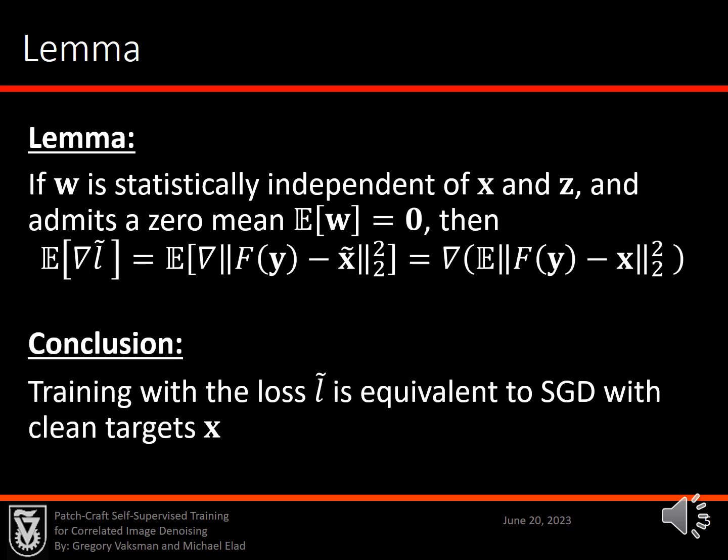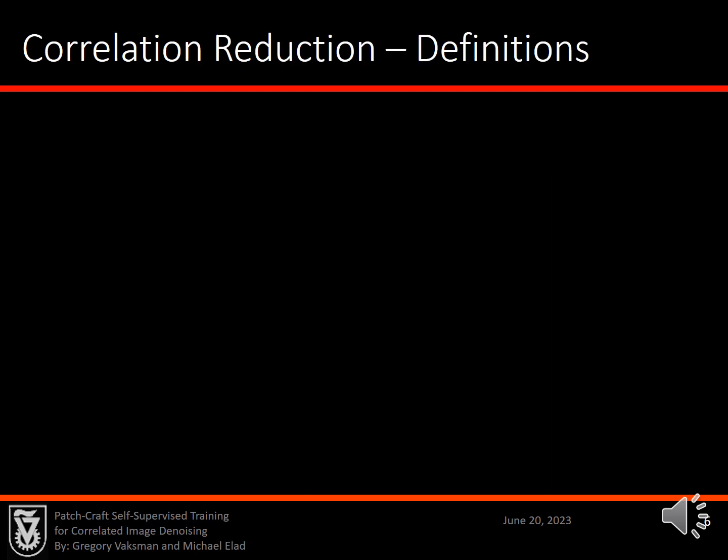We present a lemma stating that training with our self-supervised loss is equivalent to applying stochastic gradient descent with clean targets, when the target noise has a zero mean and is statistically independent of the clean image and input noise. However, in our scheme, the conditions of the lemma are not satisfied, as the target noise can depend on both the clean image and input noise. To reduce correlation between the target noise and network input, we use the following method.